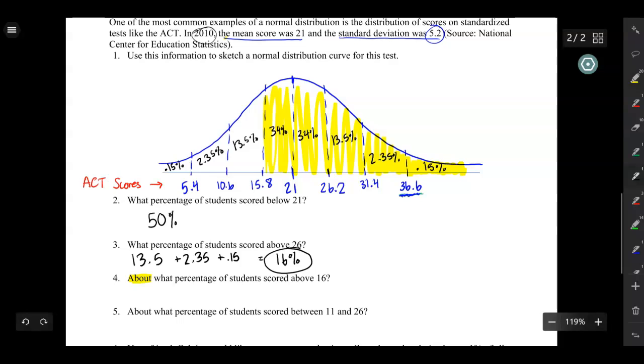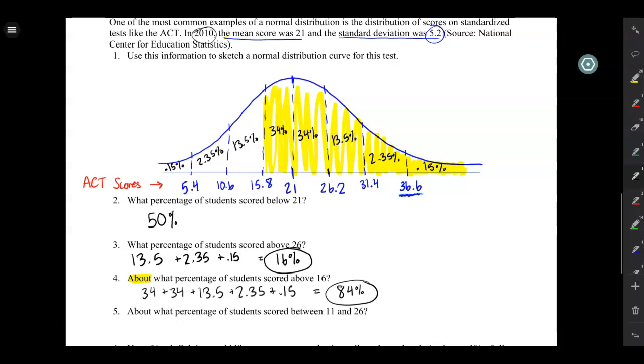So again, to figure this out, I'm just going to add up all these percents. 34 plus 34 plus 13.5 plus 2.35 plus 0.15. And what I should get is 84%. So 84% of students scored above a 16.